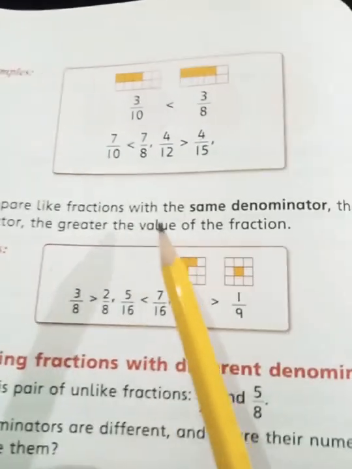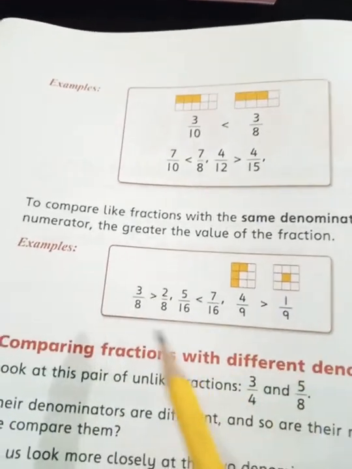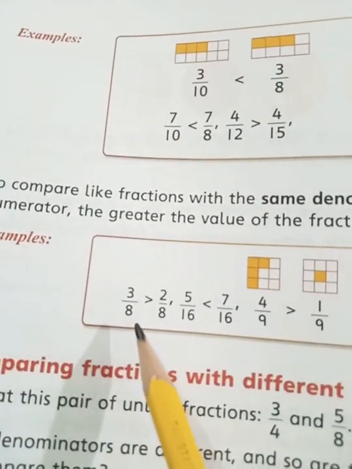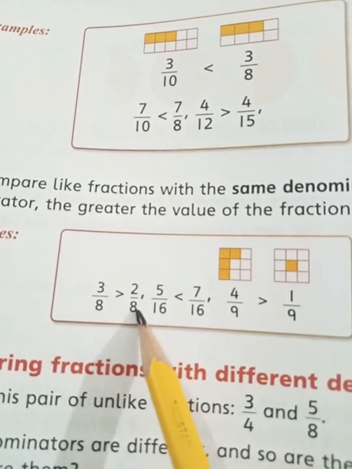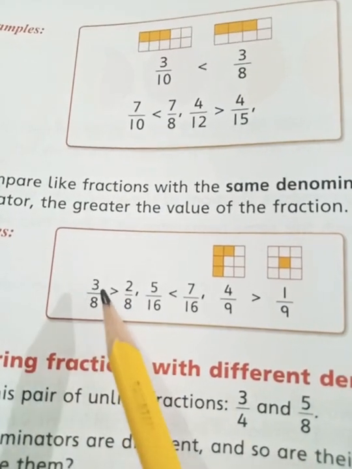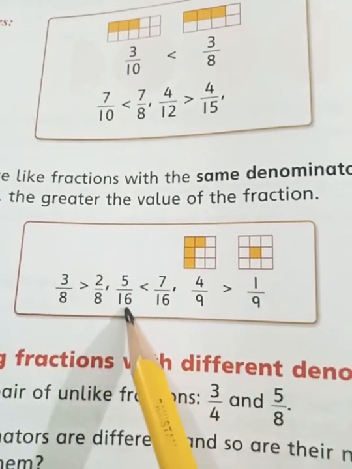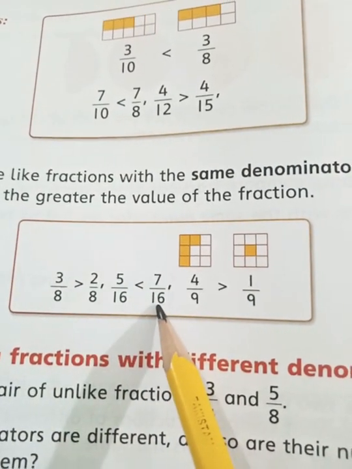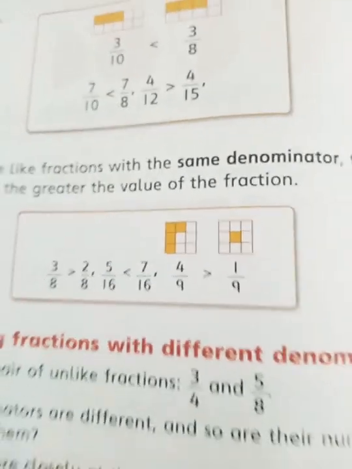To compare like fractions with the same denominator, the greater the numerator, the greater the value of the fraction. For example, 3 upon 8 is greater than 2 upon 8. Here the denominators are the same. So if the numerator is greater, the fraction is greater. 3 upon 8 is greater than 2 upon 8. 5 upon 16 is smaller than 7 upon 16. 4 upon 9 is greater than 1 upon 9.